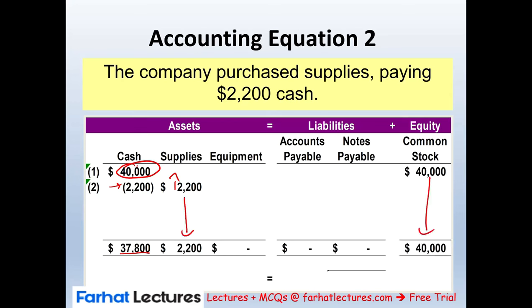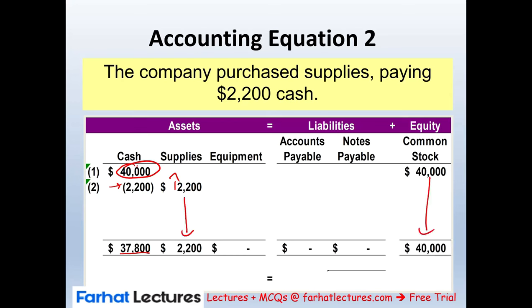Now notice at this point, I want you to notice, the only equity transaction is common stock. That's the only equity transaction we went through. Remember, under equity, we have revenues, we have expenses, we have dividends. Now let's take a look at transactions that influence our equity.